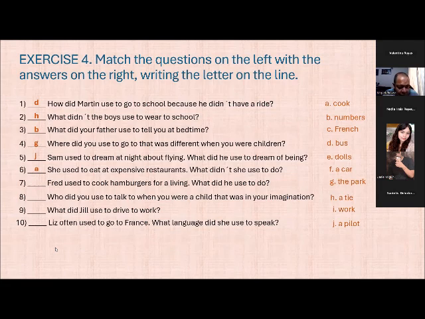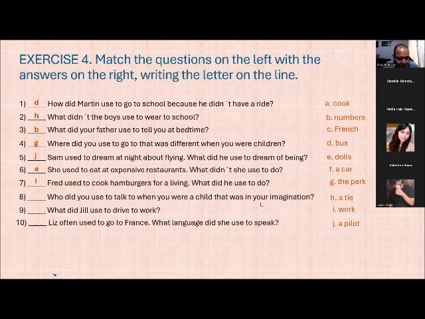Then number 7, Valentina, please. Fred used to cook hamburgers for a living. What did he used to do? Letter A, work? A, the first one. No. E, dolls. I. Sorry. I, work. Yes. Okay, I. Thank you so much.